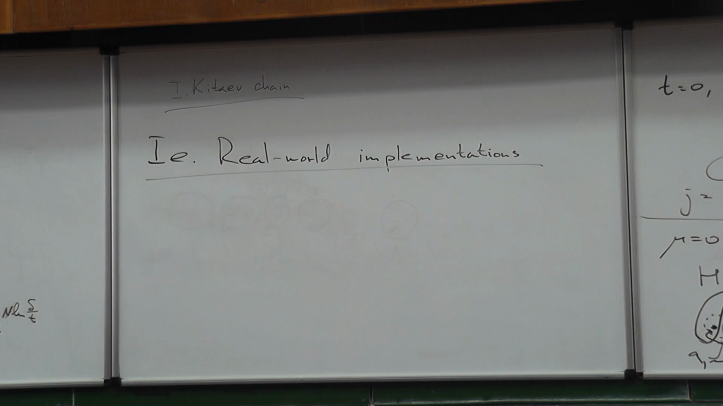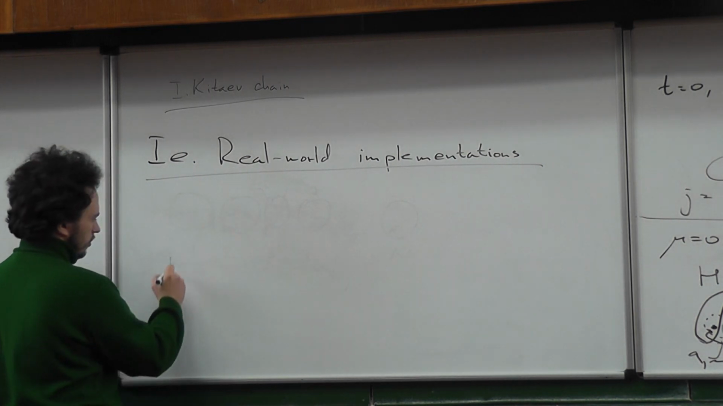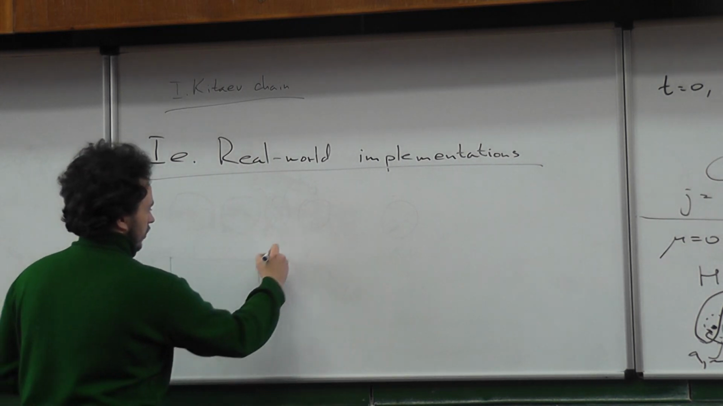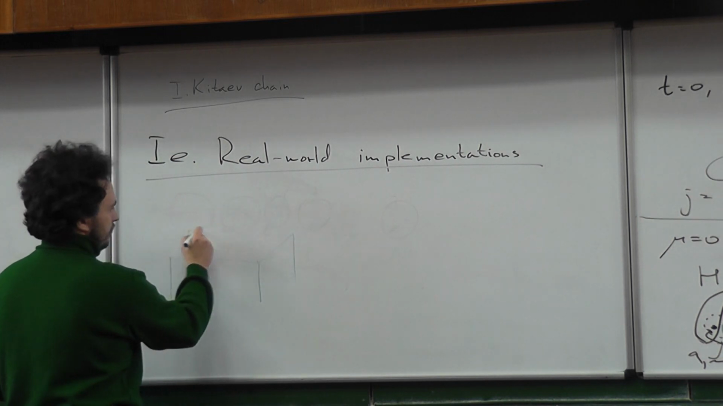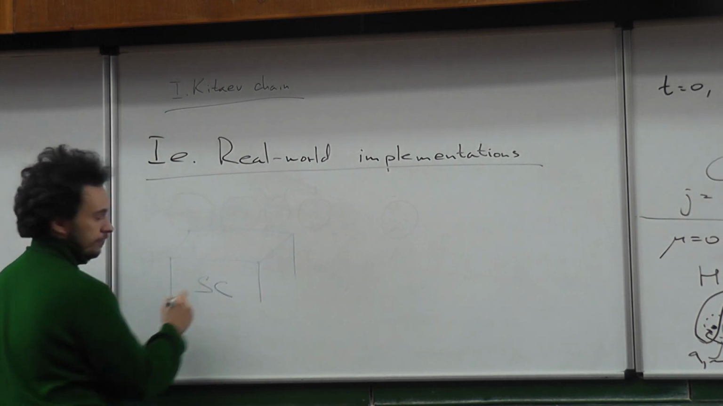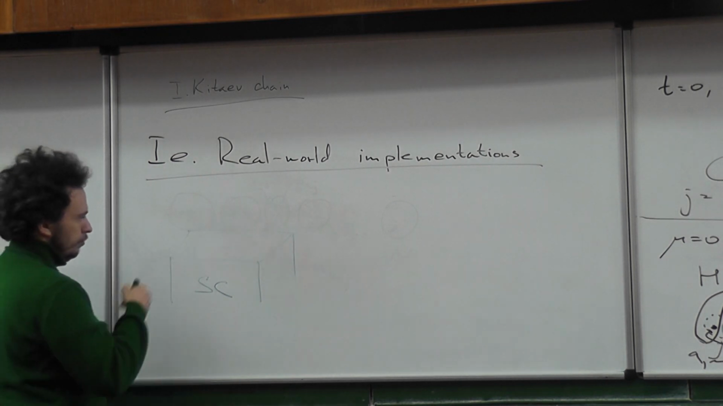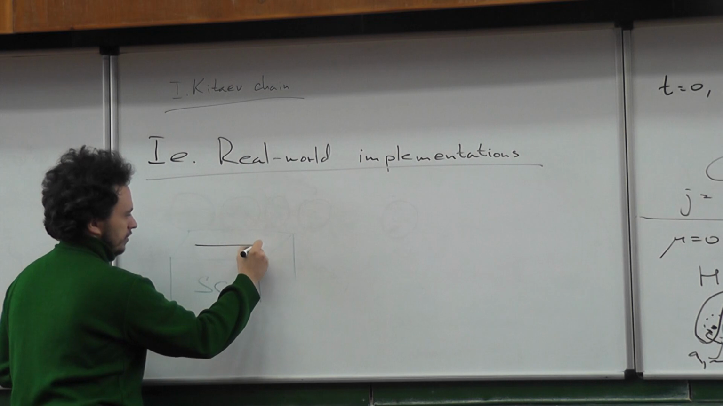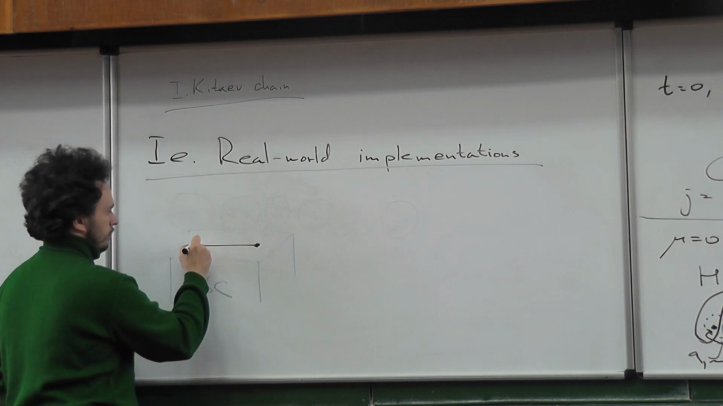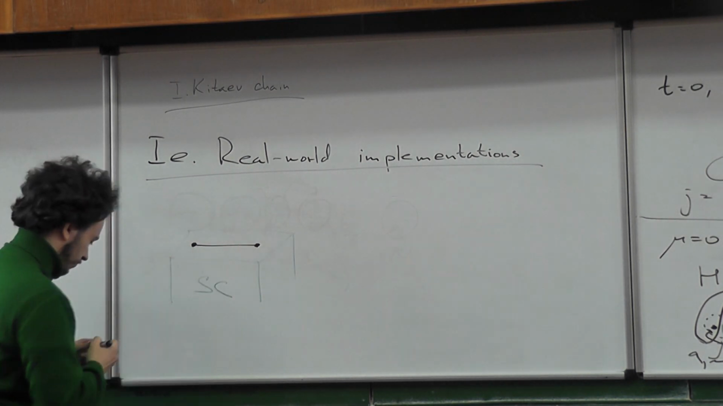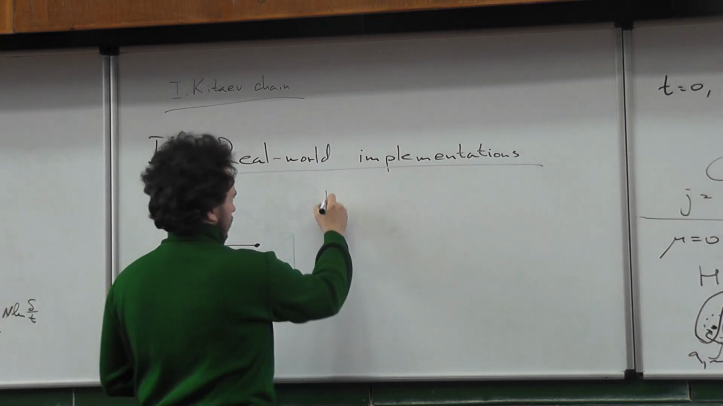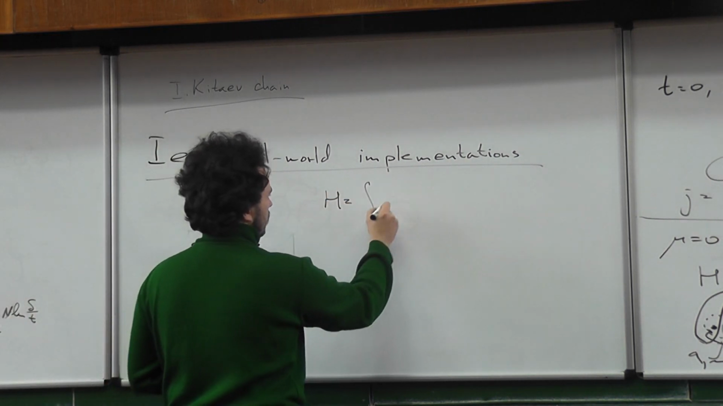What people these days do when they want to get Majoranas, they do the following. They take a conventional superconductor and they put a nanowire on top of that. And the Hamiltonian of this nanowire is this.